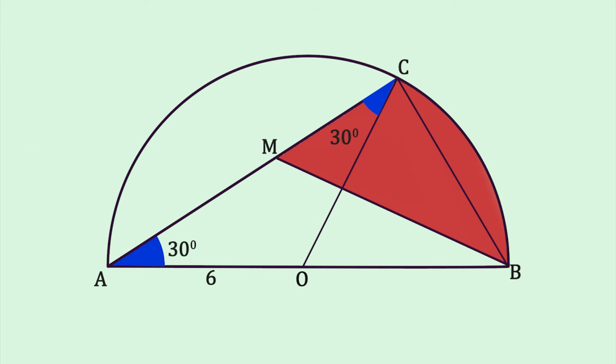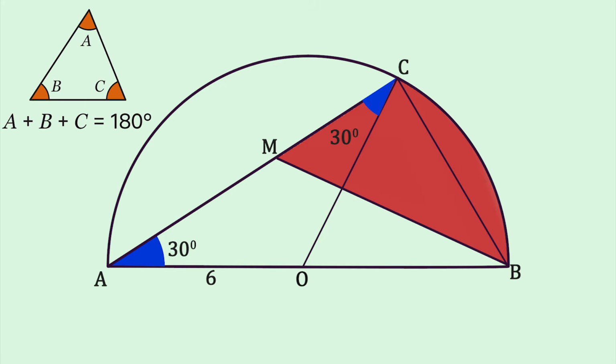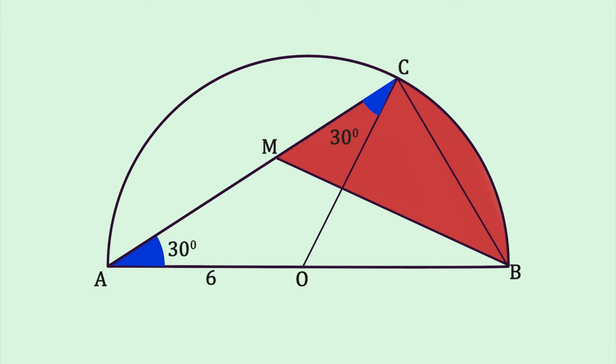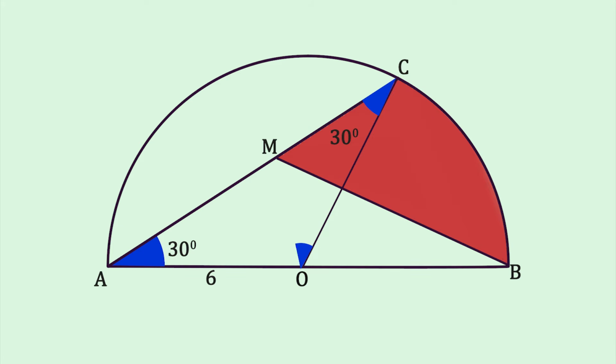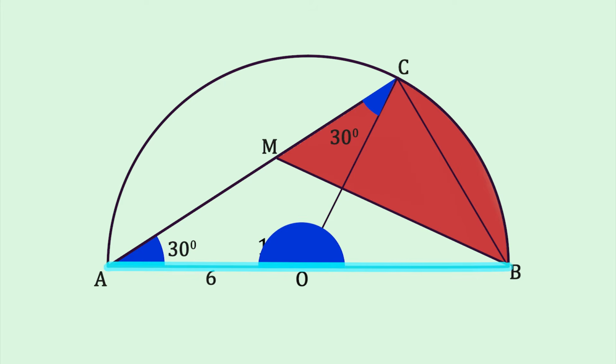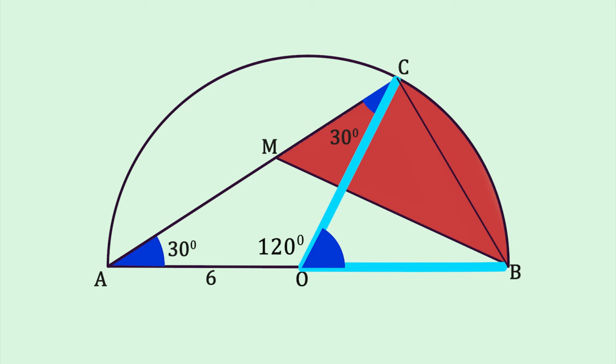Now, we can easily find the angle AOC. The sum of angles in a triangle is 180 degrees, so angle AOC is 180 minus (30 plus 30), which equals 120 degrees. Since the diameter of the semicircle is a straight line, the angle along it is 180 degrees. Therefore, we can find the angle COB by subtracting angle AOC from 180 degrees, which gives us 60 degrees.